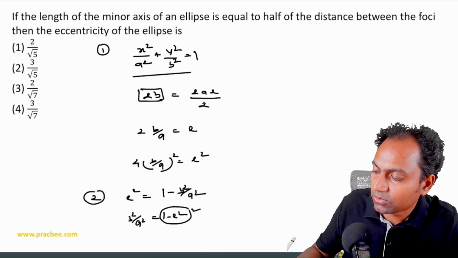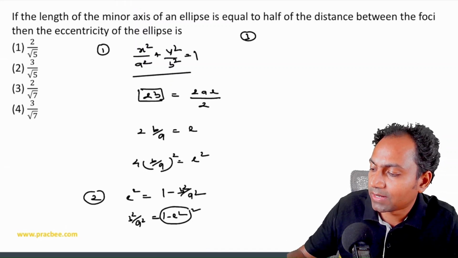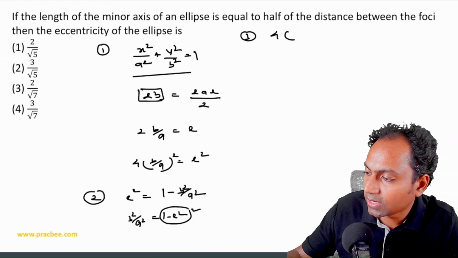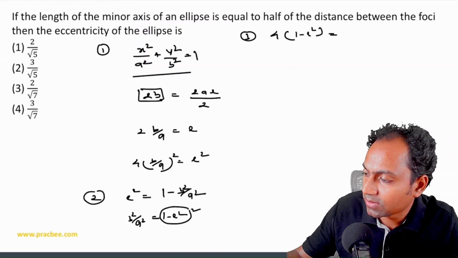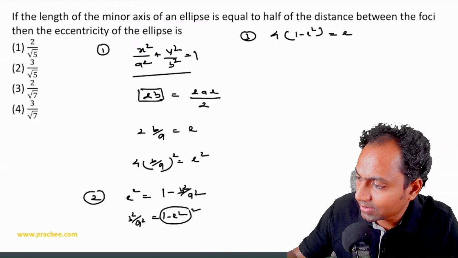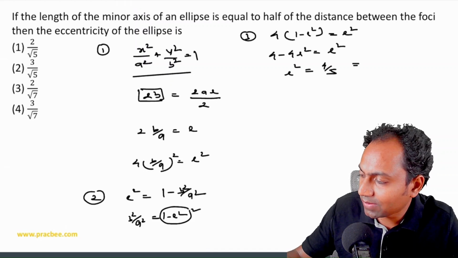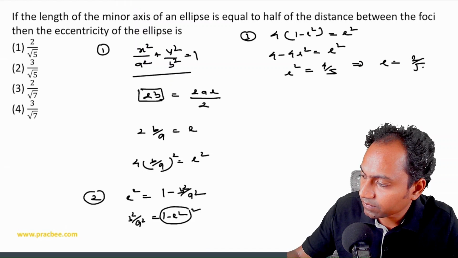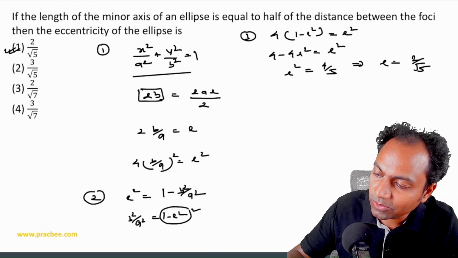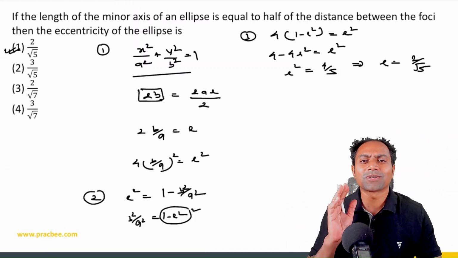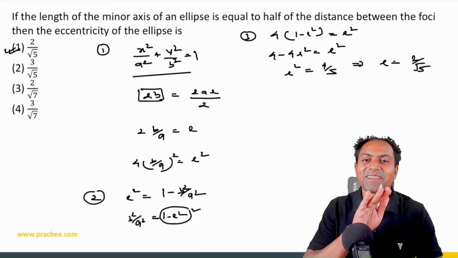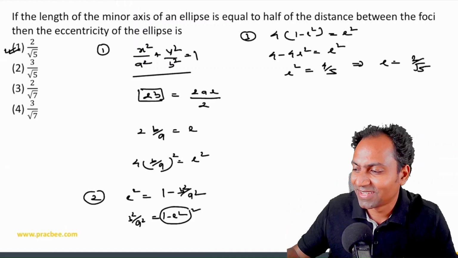We can substitute this value. So if I substitute it, it is 4 times 1 minus e square equal to nothing but e square. So 4 minus 4e square is equal to e square. So e square is equal to 4 by 5, and that means the value of e is nothing but 2 by root 5. And that comes out to be nothing but the option. So again, a very simple question, from 2019, and before that, multiple such questions were asked in the paper.